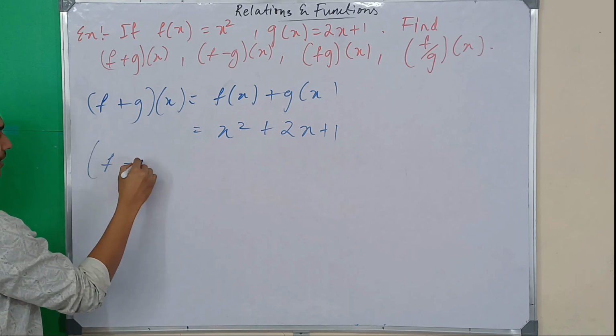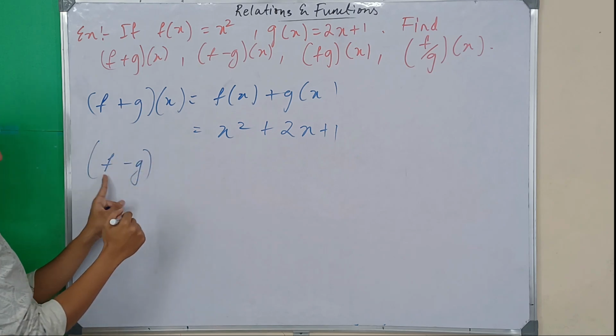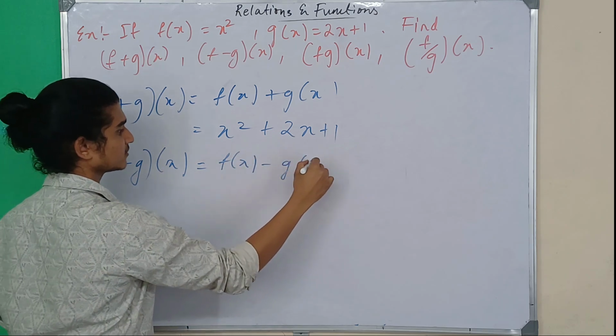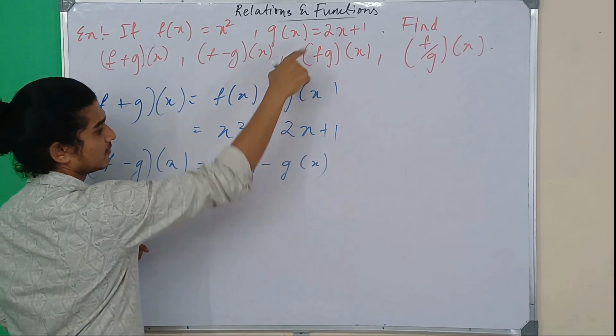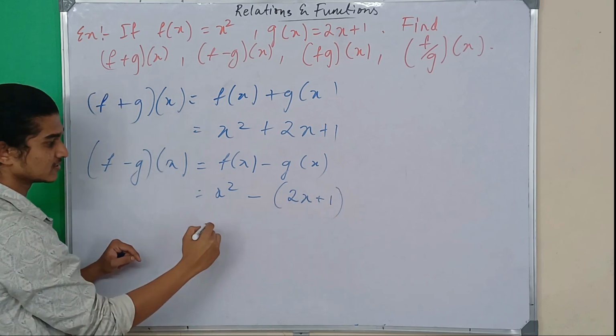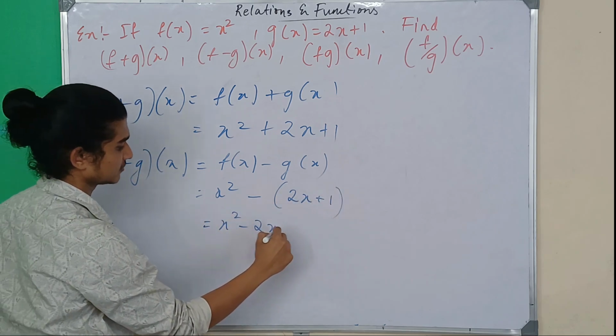Next answer is f minus g of x. So this is f of x minus g of x. Your f of x is x square, whereas minus g of x is minus of 2x plus 1. So if you multiply this minus inside, it's going to become this.